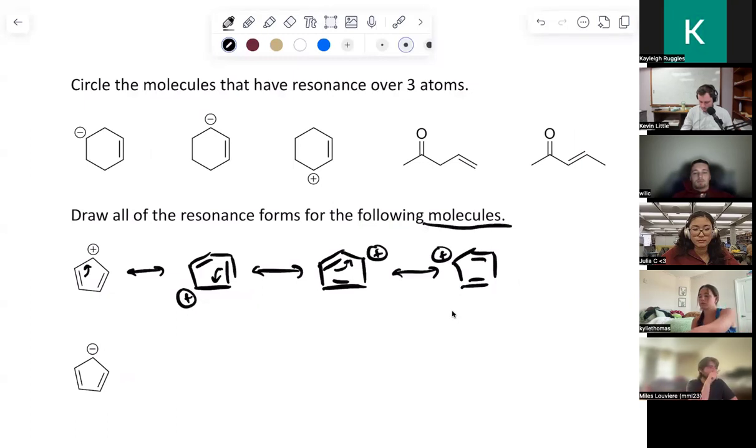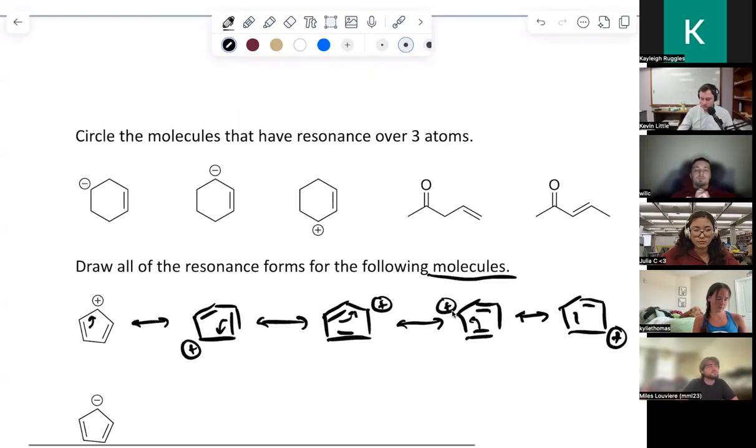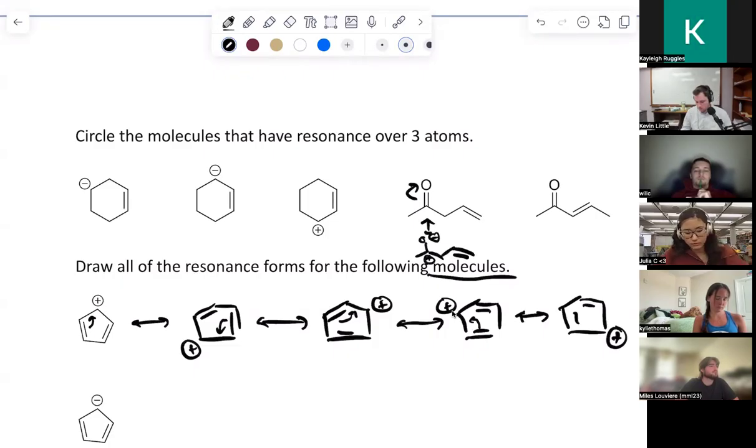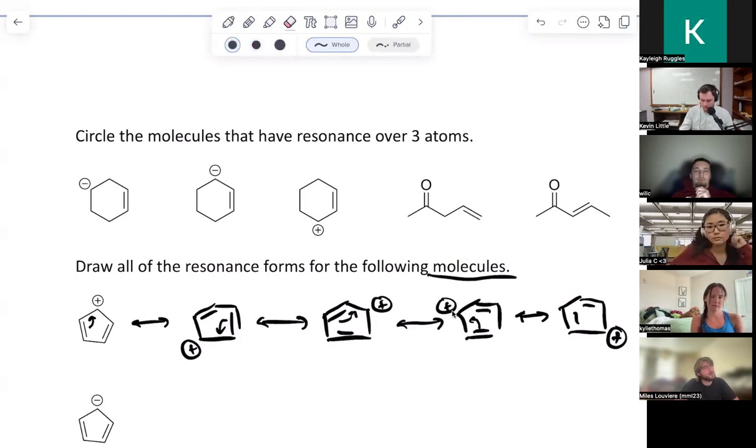For the one above that, when it says resonance structure over 3 atoms, what does that exactly mean? I just wanted to be clear because I did show something like this where you can draw this resonance structure, and technically this is a resonance structure, but it's only across two atoms. I wanted to make it clear that I'm looking for you to see that this sp3 carbon is interrupting the resonance between the double bond and the carbonyl.